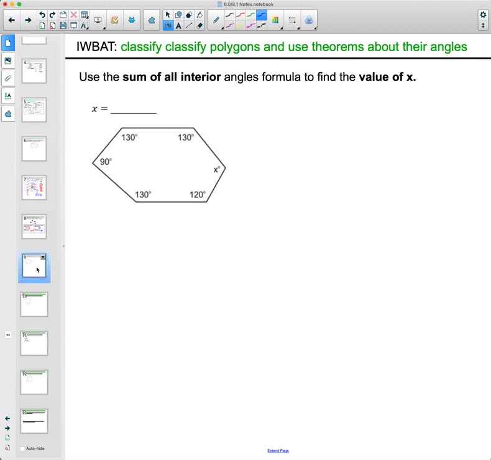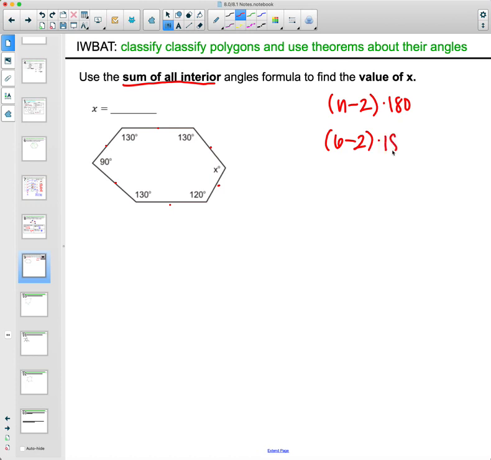So let's take a look at how this would come into play. So this is the sum of the interior angles. Okay, use that to help you find this missing value. So remember that that formula is n minus 2 times 180. So you need to know how many sides this polygon has. So just count the sides. Okay, that's what n is. N is the number of sides. So 1, 2, 3, 4, 5, 6 sides. So we would plug 6 in here.